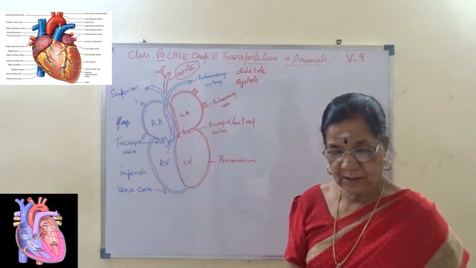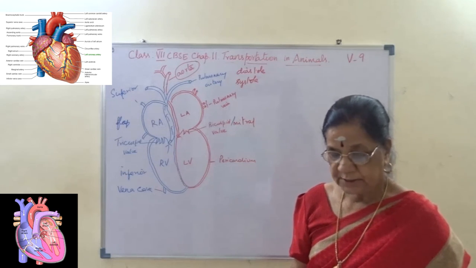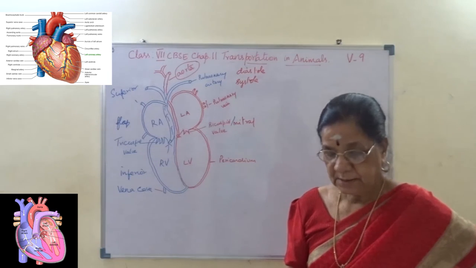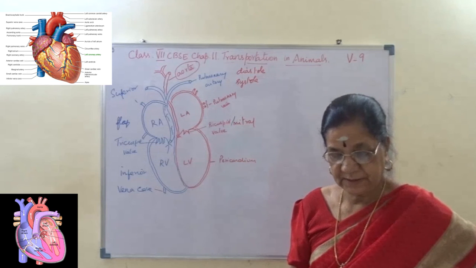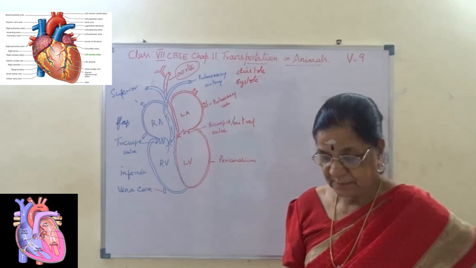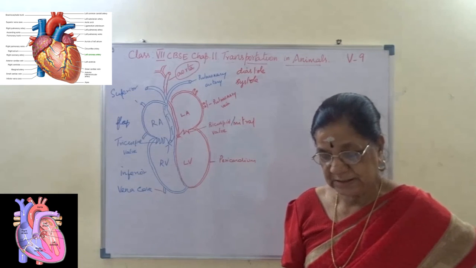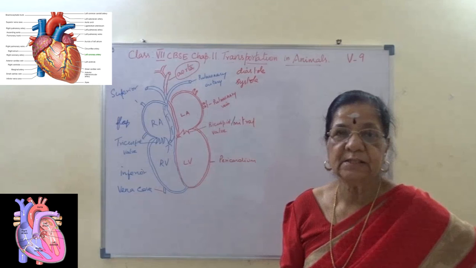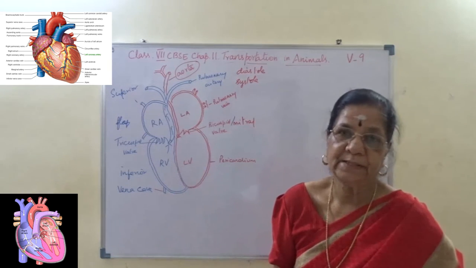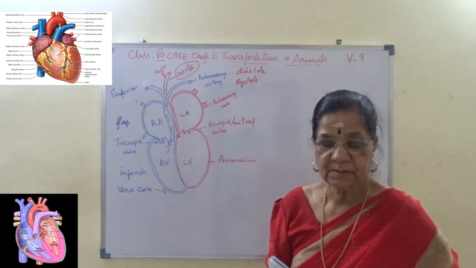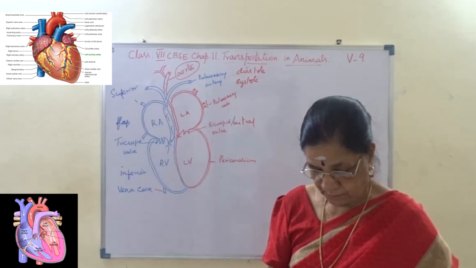There is a muscular wall between the right and left side of the heart. The heart has 4 chambers: upper right atrium and left atrium, and lower left ventricle and right ventricle. The partition between the chambers helps to avoid mixing of blood rich in oxygen with blood rich in carbon dioxide. I hope you understand. So it prevents the mixing of blood. Are you clear? So this is for the structure of heart and working of heart.